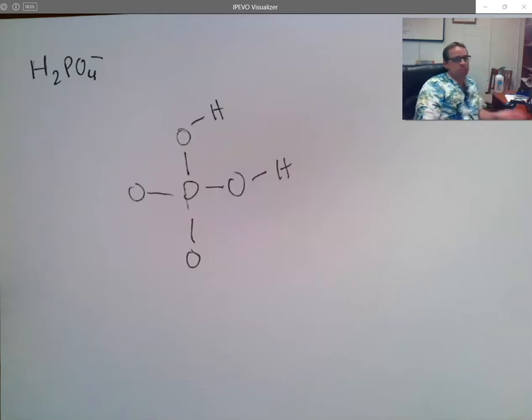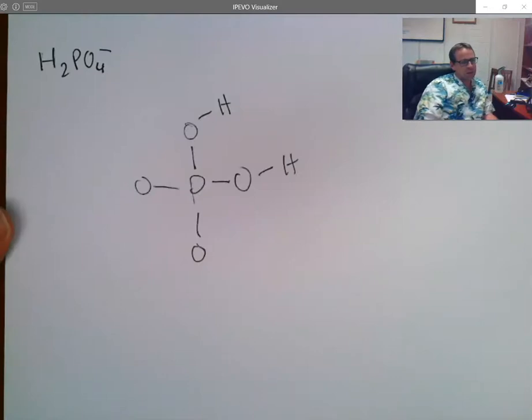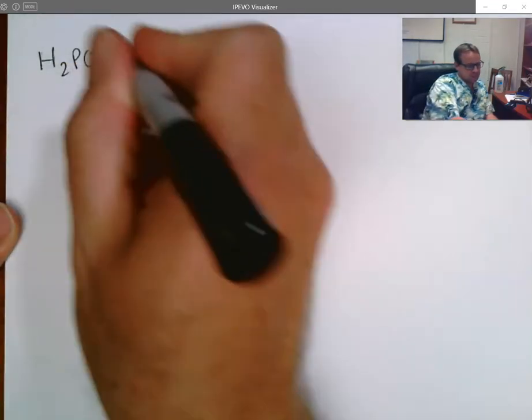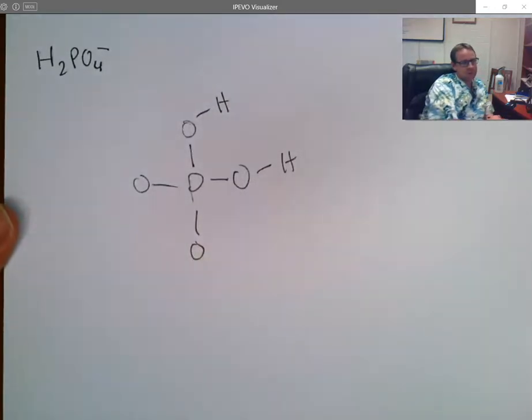Most of you did a really good job of recognizing that the hydrogens need to come off the oxygens. There's a couple reasons. One major reason we are going to remember is that this is an ion from an oxyacid. So the hydrogens are going to be coming off of the oxygens. Hydrogens like to be around oxygen.